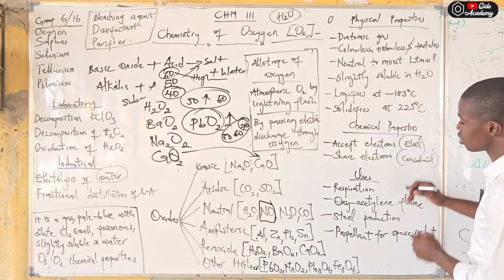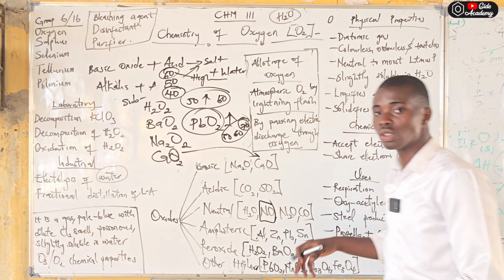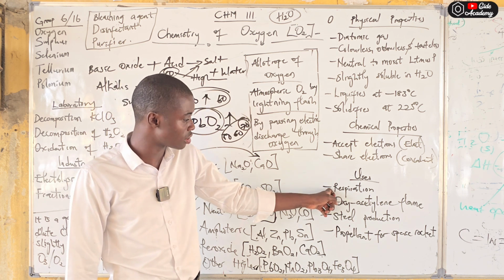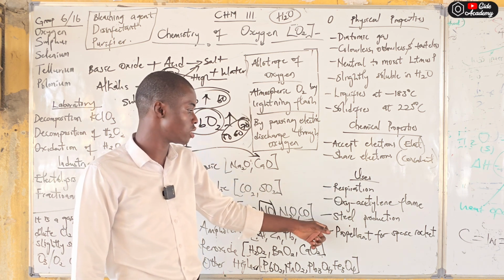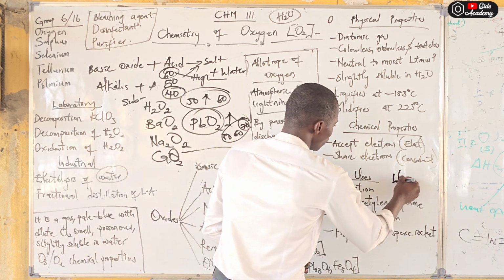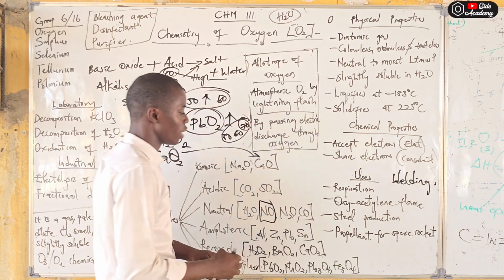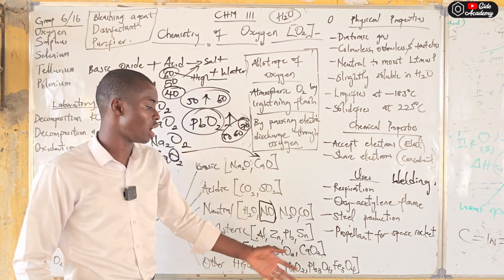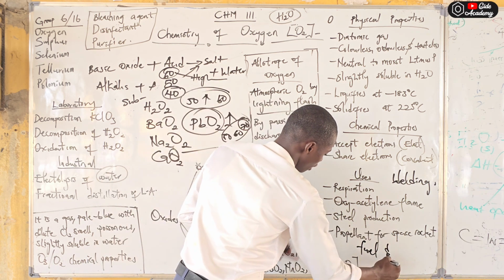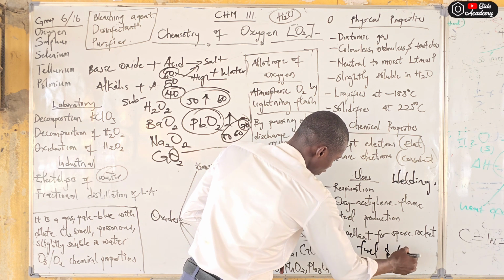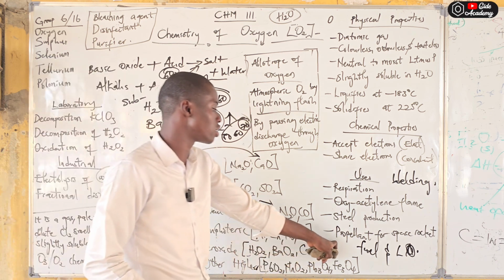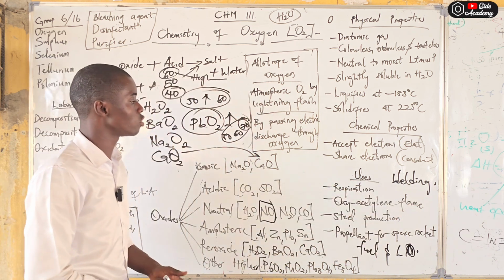Okay, let's quickly rush to the uses of oxygen. Oxygen is used in respiration. We breathe in oxygen and we breathe out CO2. So without oxygen, there's no way respiration can take place. It is used in oxyacetylene flame, that is in the welding of metal. We have steel production. We have propellant for rocket fuel. Fuel and liquid oxygen are used as a propellant for what? For space rocket. So please take note of that.